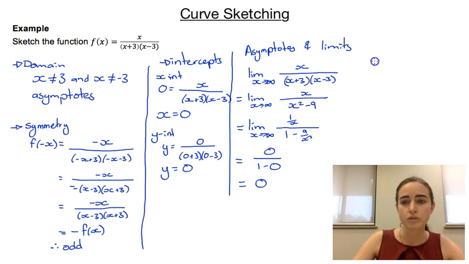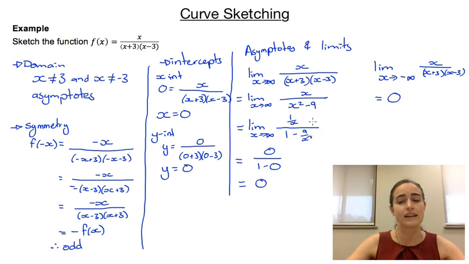Now we could go through and do the whole thing again for x approaches minus infinity, of x over (x plus 3)(x minus 3). And that's going to give us exactly the same, working out exactly the same thing. So we'll still end up with 0. So as our x gets very large in the positive and negative direction, our function approaches 0.